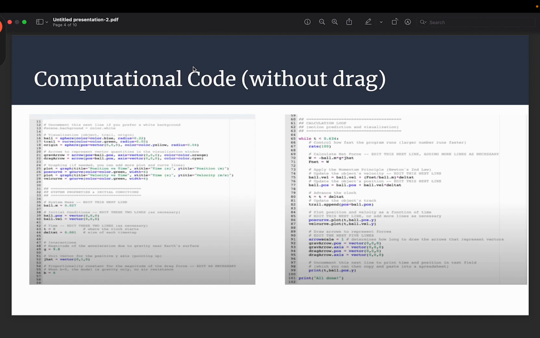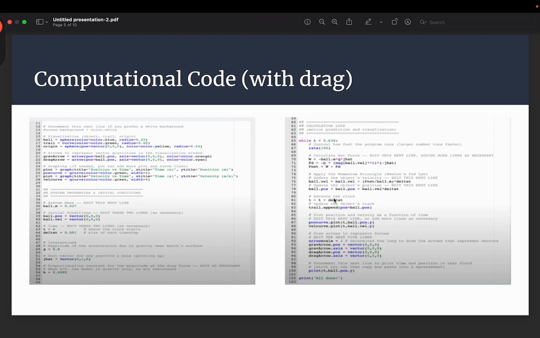To the right, we can see that while t is less than 0.64, the while loop runs. This is because the battery is dropping for a total of 0.634 seconds. The rest of the calculations allow me to calculate the position time graph and what the formula looks like without drag.